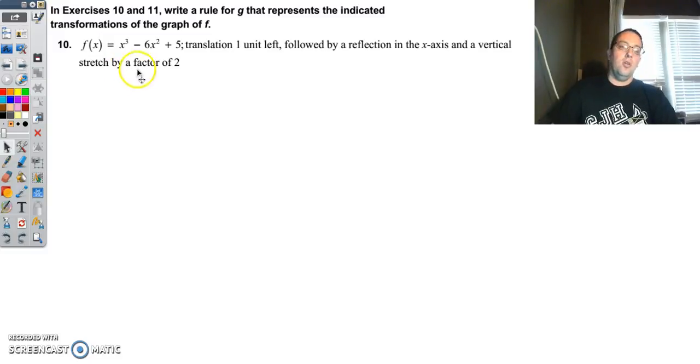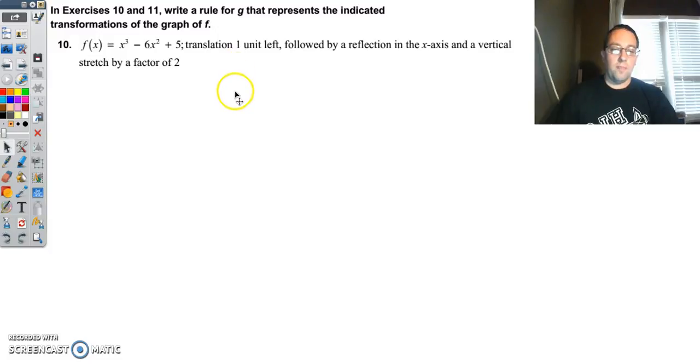All right. So we start with f of x. We're going to translate it 1 unit left, followed by a reflection in the x-axis and a vertical stretch by a factor of 2. Now, here's the thing. Since it has some transformation happening, followed by some other transformations, we're going to do this in 2 steps. So instead of going straight from f to g, we're going to have a function for h as well. That's just going to do this first part.